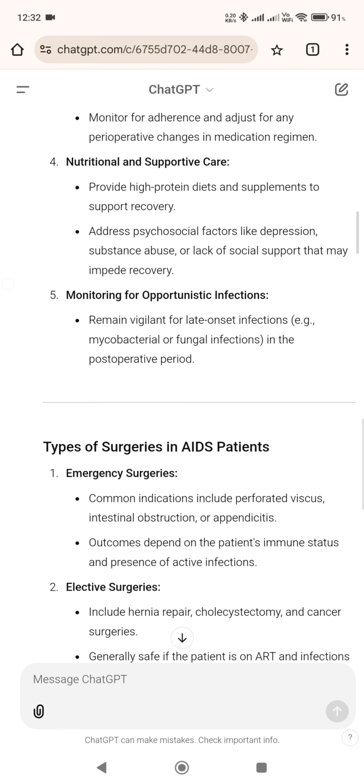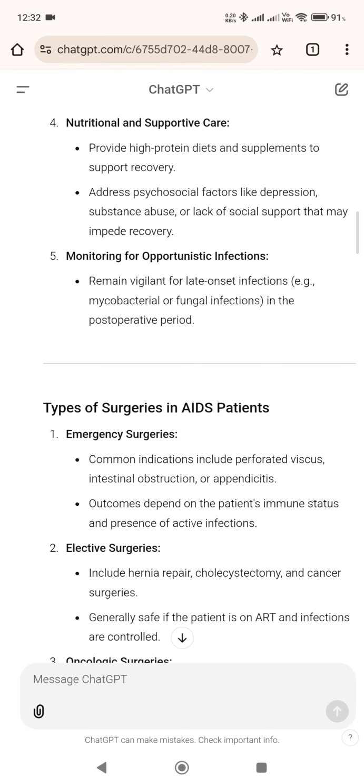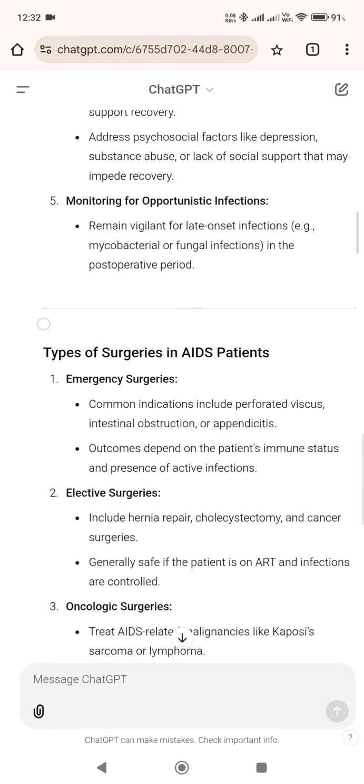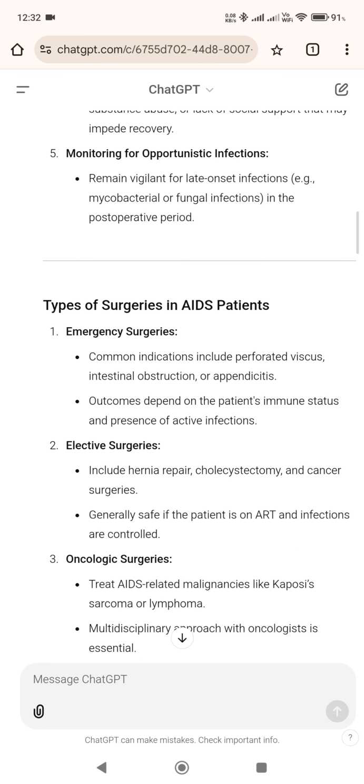4. Nutritional and supportive care. Provide high-protein diets and supplements to support recovery. Address psychosocial factors like depression, substance abuse, or lack of social support that may impede recovery. 5. Monitoring for opportunistic infections. Remain vigilant for late-onset infections, e.g., mycobacterial or fungal infections, in the postoperative period.